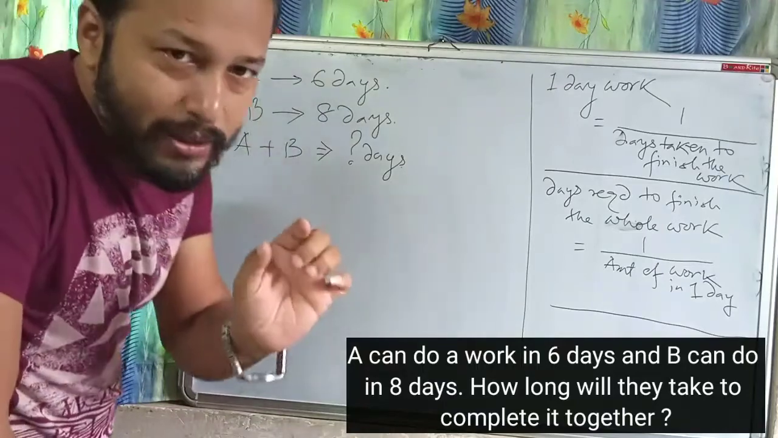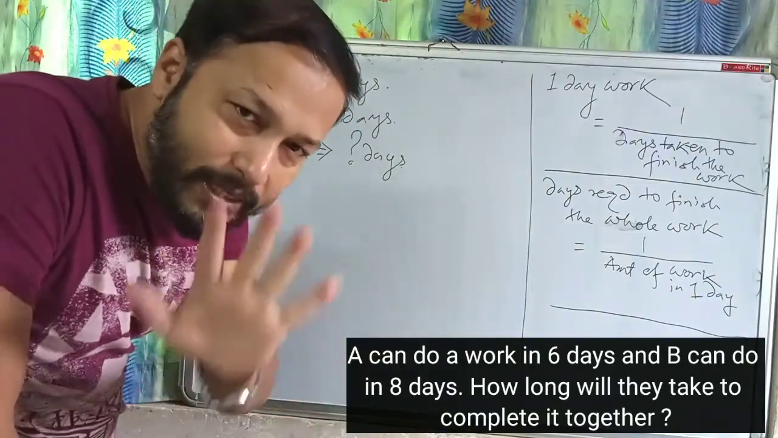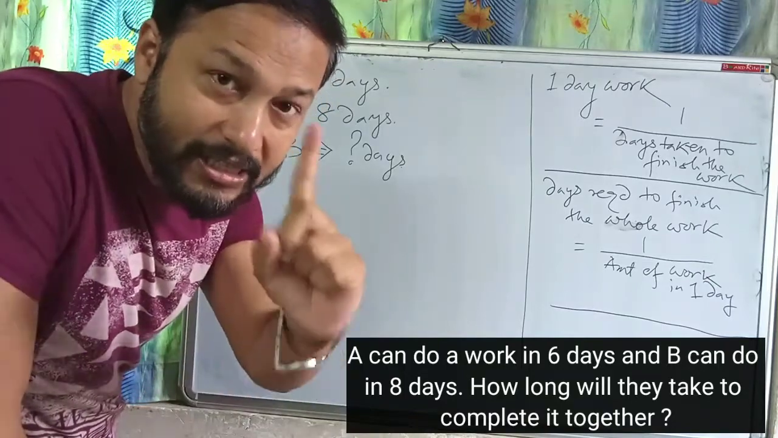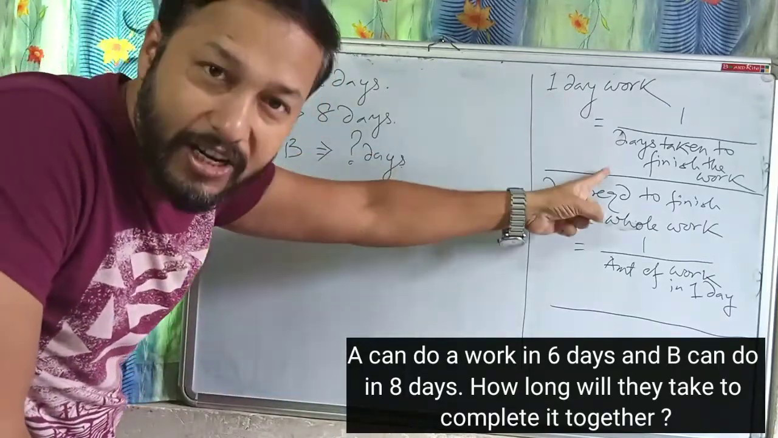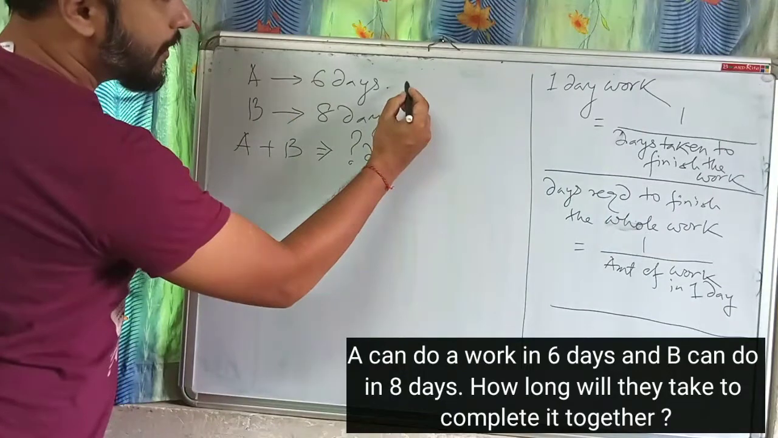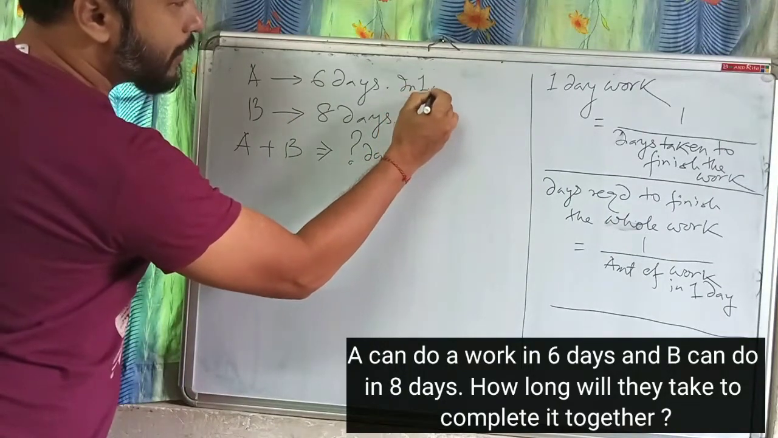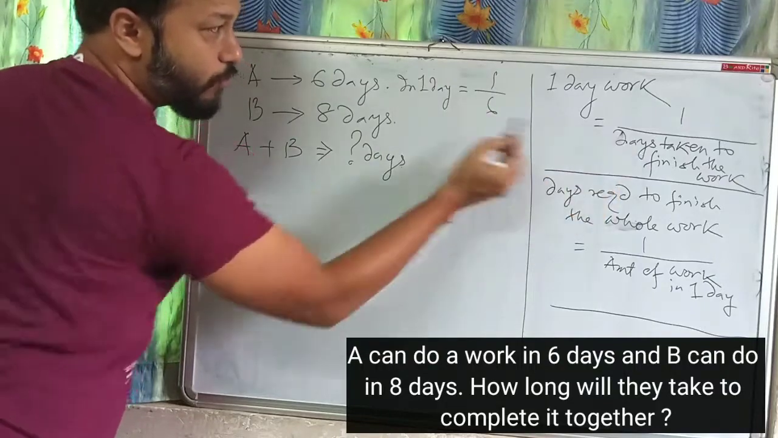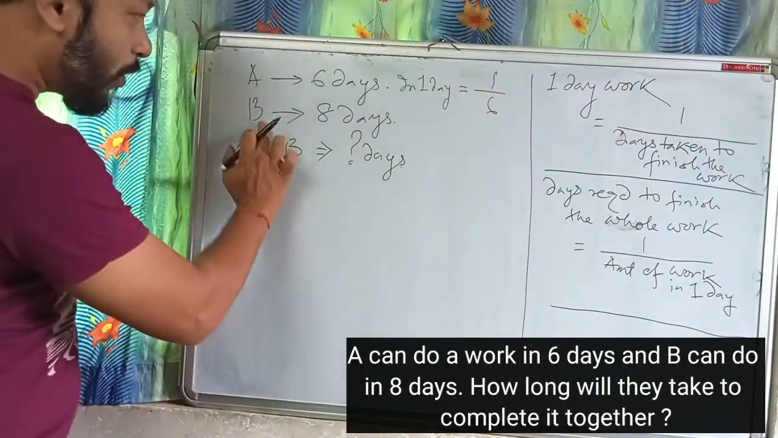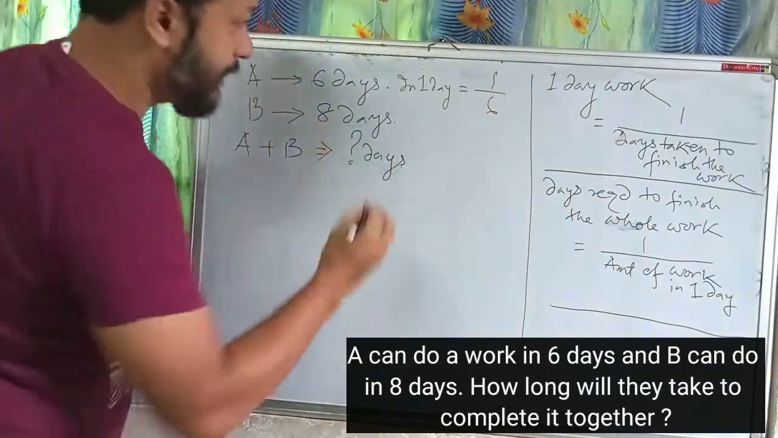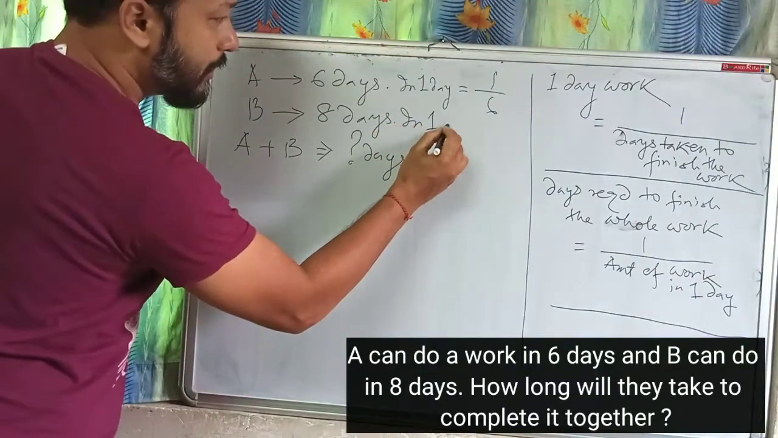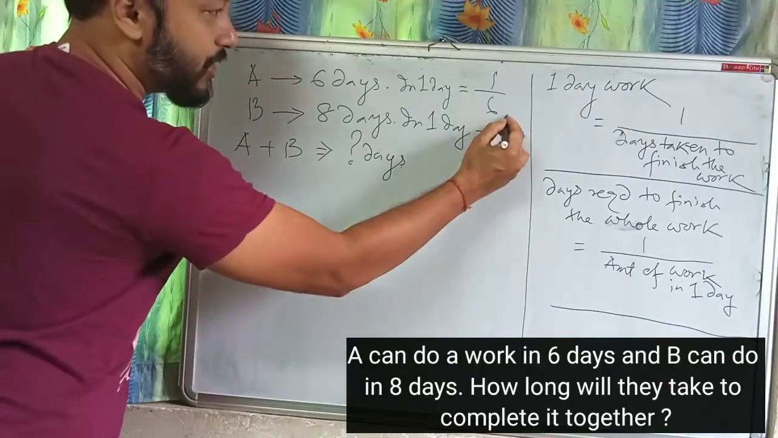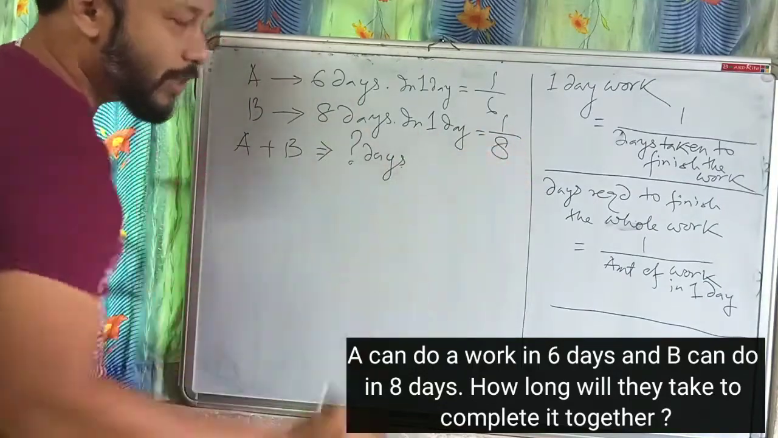Now, when A was working alone, A required 6 days. In a single day, how much work will A finish? In one day, how much work will A do? 1 by 6 according to this formula. How much work will B finish in one day? In one day, B finishes 1 by 8 of the work.